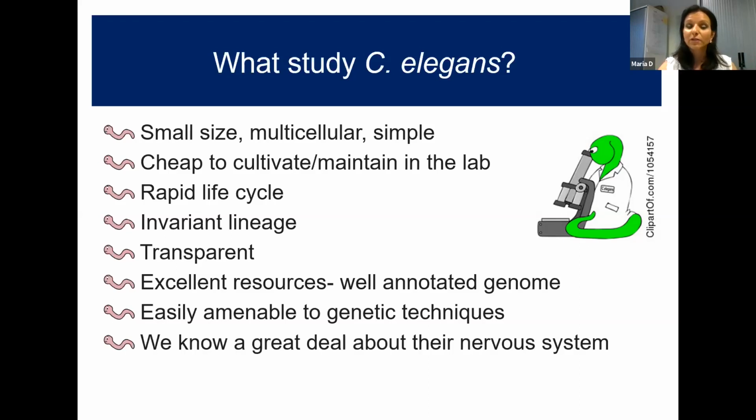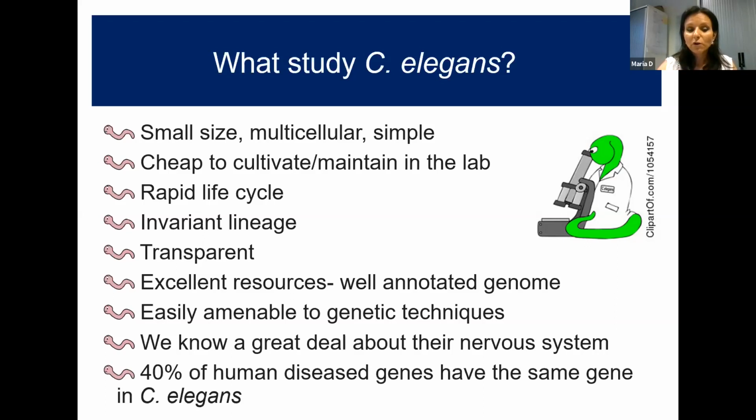Lastly, we also know a great deal about the nervous system. As I said, their muscles and neurons are very similar to the ones that we have. All the mechanisms are highly conserved from the worm to the human. More than 40% of human genes that can cause a human disease have exactly the same gene in C. elegans. That's why nowadays there are C. elegans models of, for example, Parkinson's disease, Alzheimer's disease, amyotrophic lateral sclerosis, and so on. So it's been highly used to model human diseases.